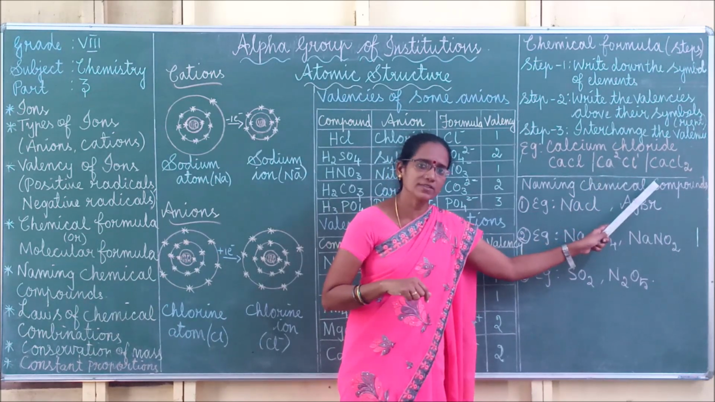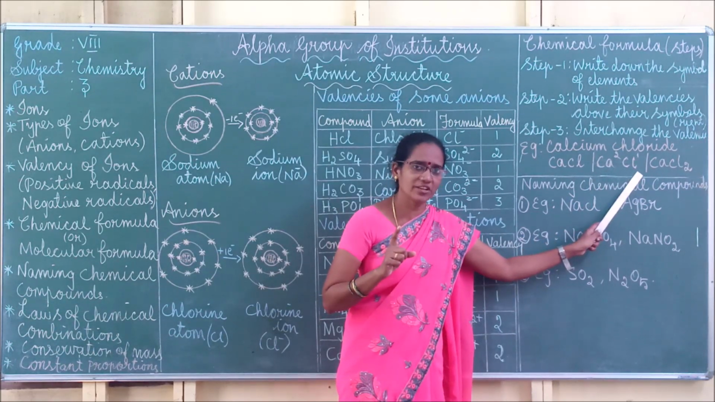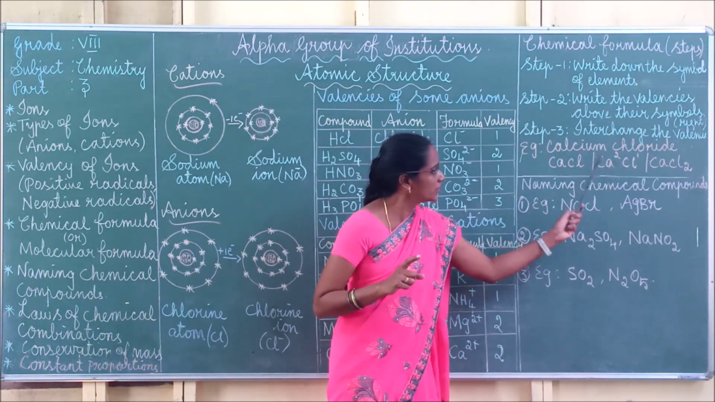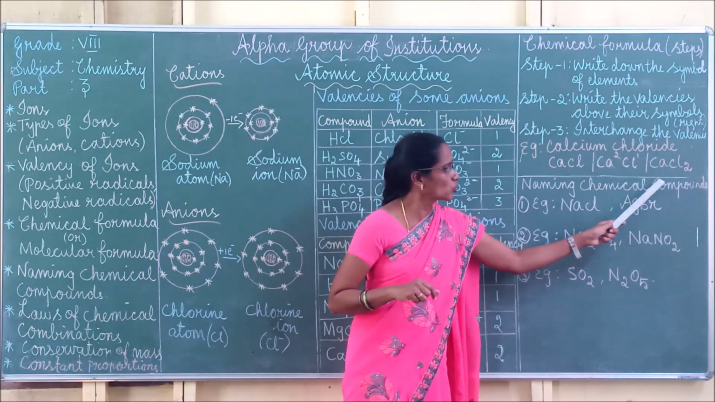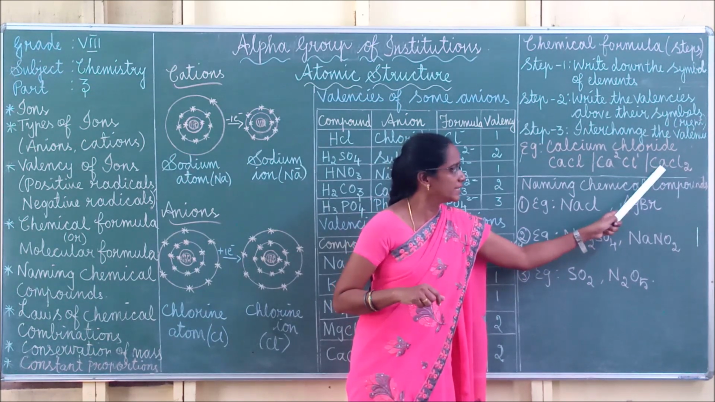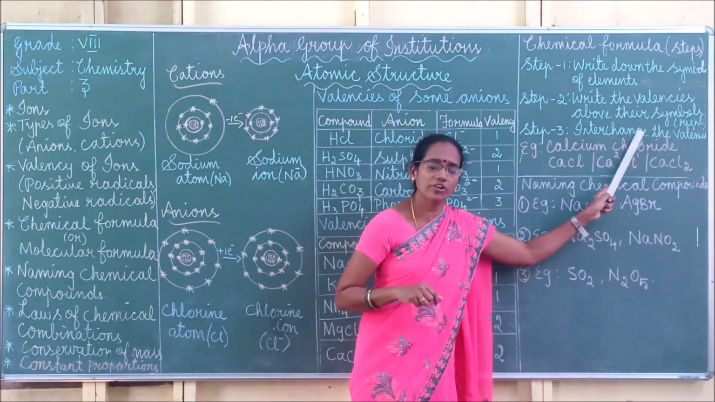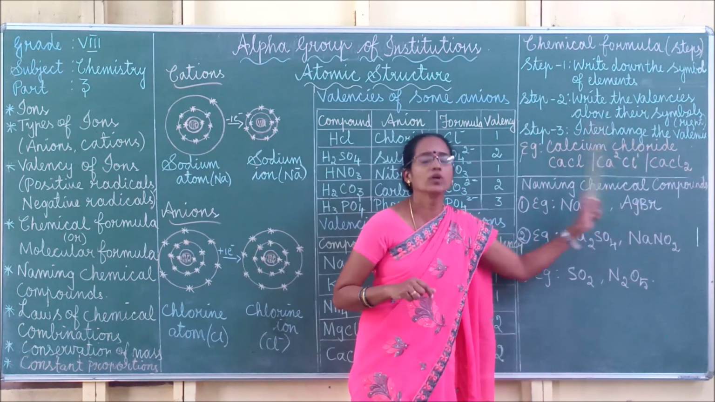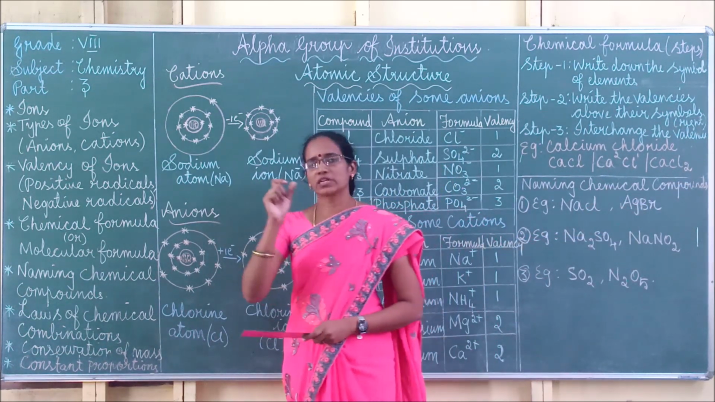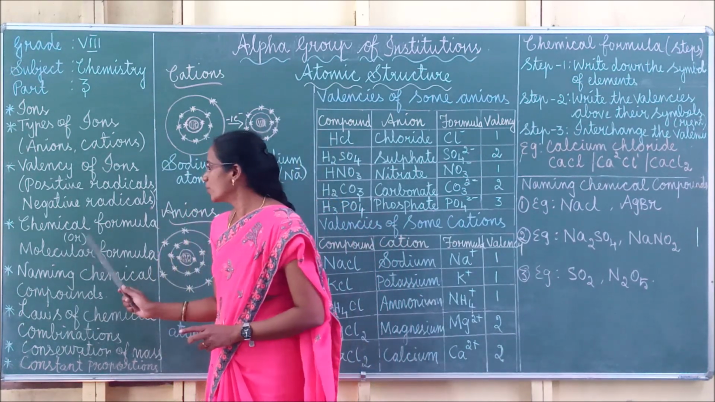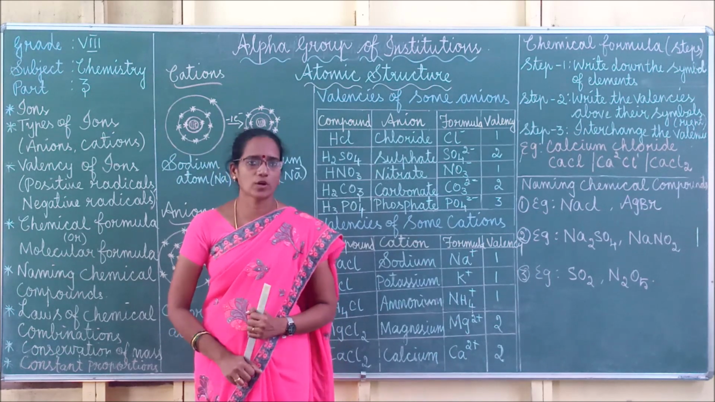For the third step, we have to interchange the valency. Interchange the valency means this valency will come here, and this valency will go there. So what is the final answer? CaCl2. Okay. The 2 here we should not write at the top, we should write down. This is the initial step as well as the final step we have to follow for a molecular formula or chemical formula.